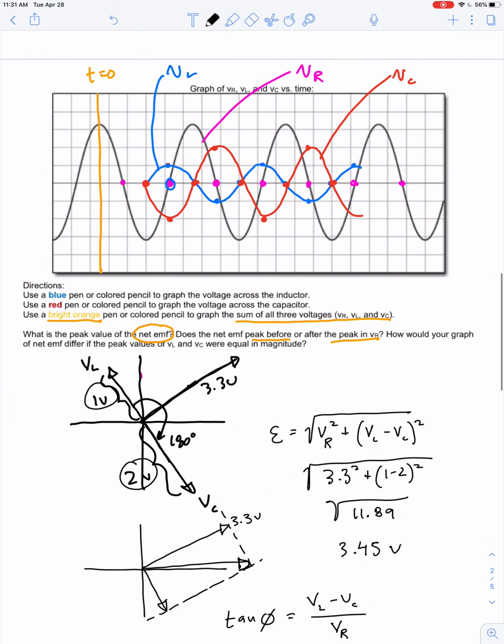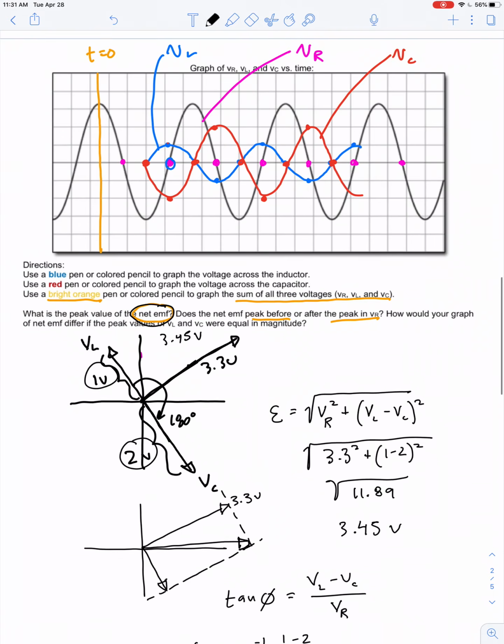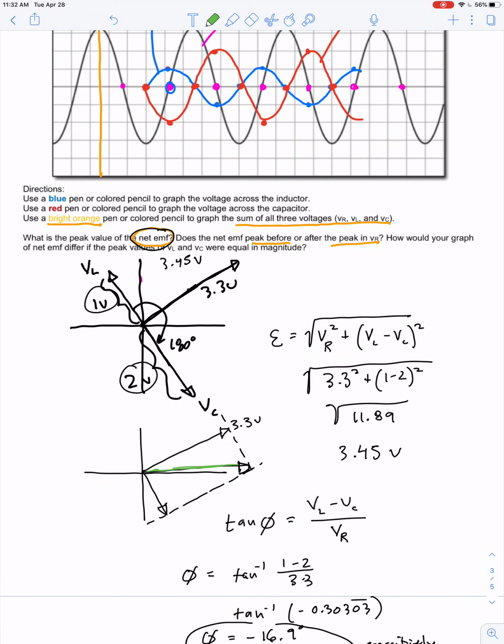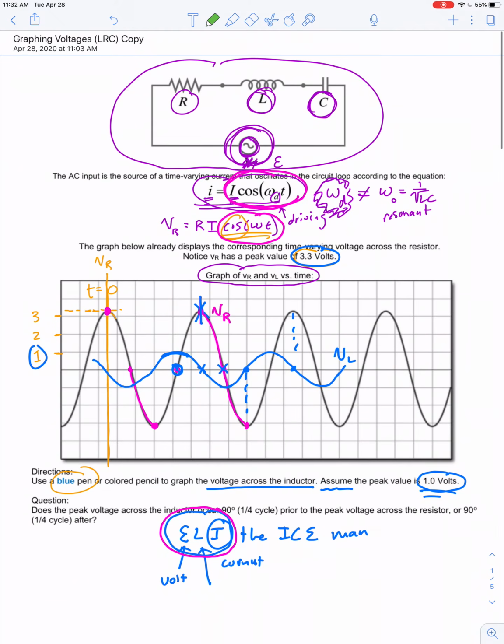So we have an expectation for the answer here. We know the value. What's the peak value of the net EMF? It's 3.45 volts. In other words, the length of this resultant vector here is like a hypotenuse of a right triangle. We have a length of 3.3 on one side, a length of 1 on the other side, so that corresponds to a hypotenuse with a length of 3.45. So that is the peak voltage of our generator. This is 3.45 max.